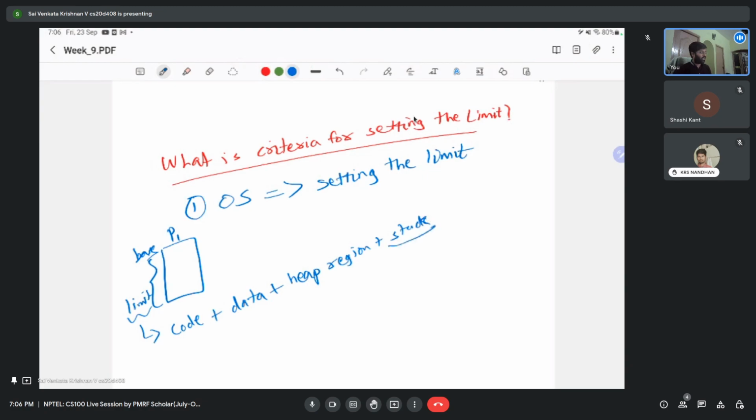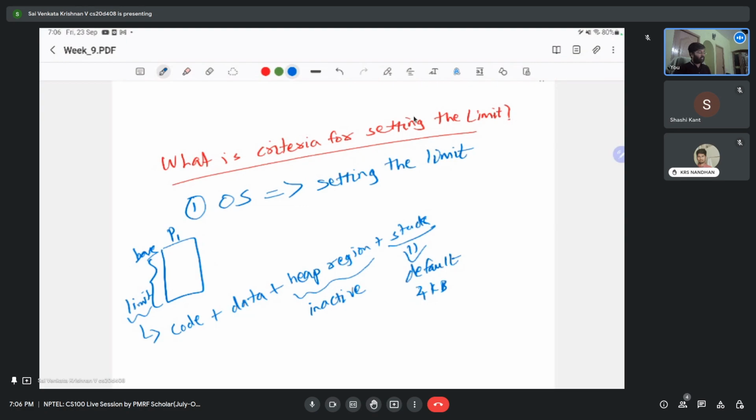The stack region will be default for all the processes. By default it will be allocated, say, 4 KB or some amount. And the heap region would be inactive at that moment, unless you invoke a malloc call, the heap region won't be active. So the sum of all these things or something close to this would be set as the limit required by your process.